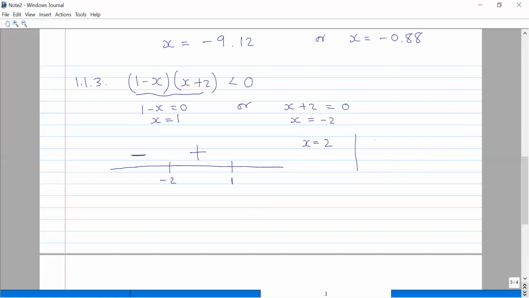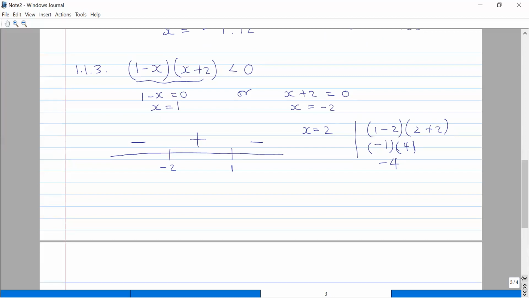Then we do the same thing. It's going to be 1 minus 2. Then we have 2 plus 2. Okay, 1 minus 2 is -1. Then 2 plus 2 is 4. Okay, so -1 times 4 is equal to -4. Okay, so we take the sign here.